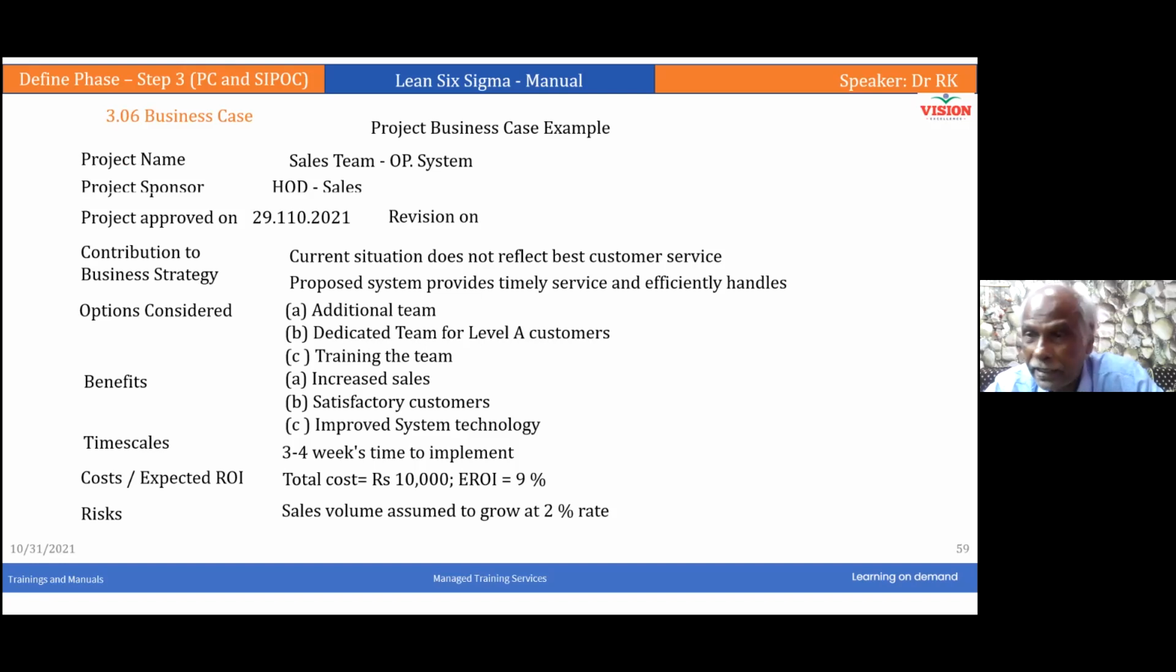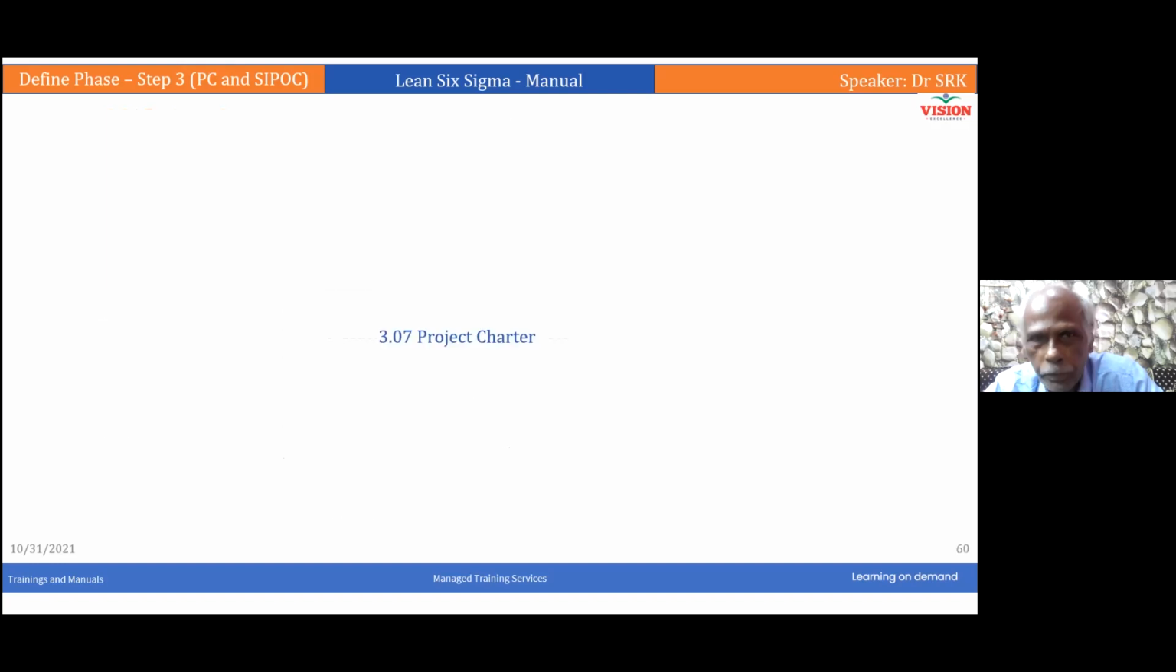And risk, what is the risk involved? I have assumed this sales. That is, if the sales is not materializing, market people should be blamed, right? So marketing should be effective to get this much improved sales, then probably this project will be successful. So all these things are covered in your business case.